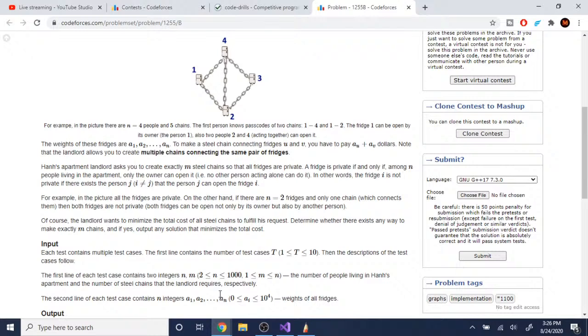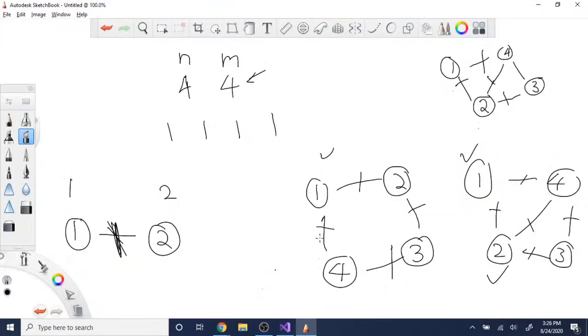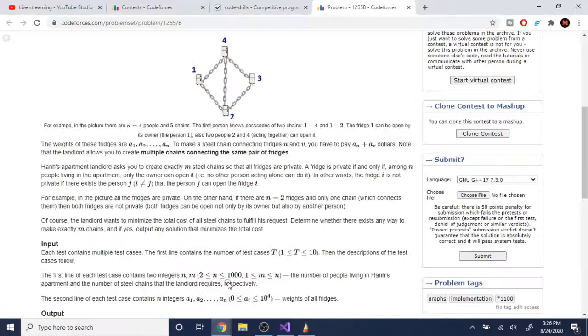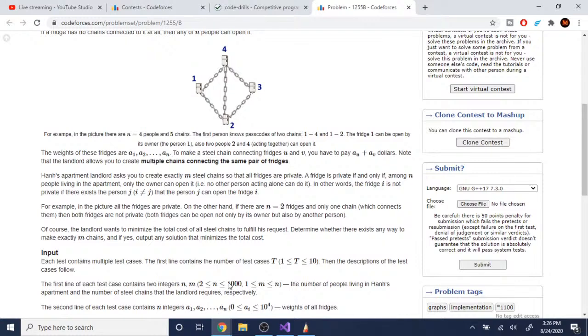Among N people living in an apartment, only the owner can open it. No other person acting alone can open it. Okay, so let's say we have 1, 2, 3, 4 people in the apartment. I unchained the first one. Wait. Wait, are they saying each person can only unchain one chain? Is that what they say?